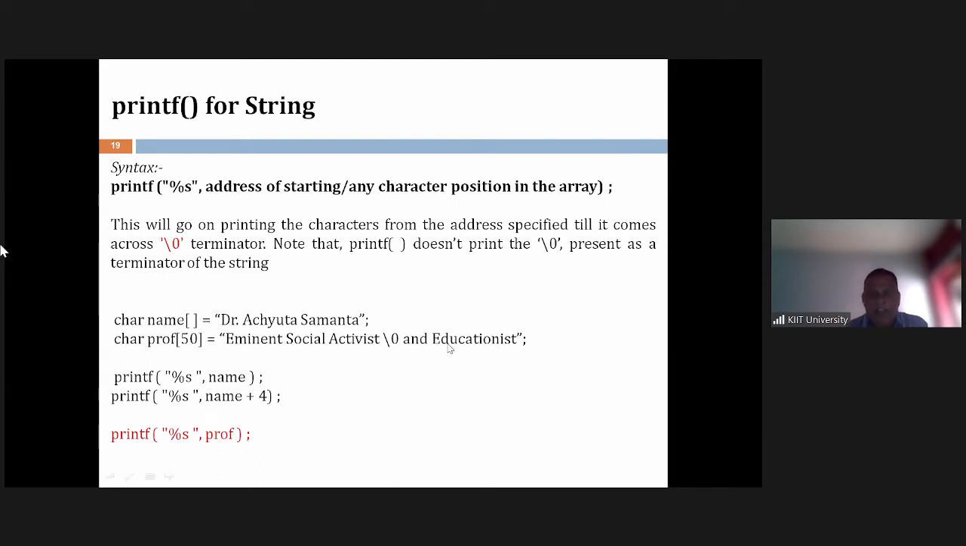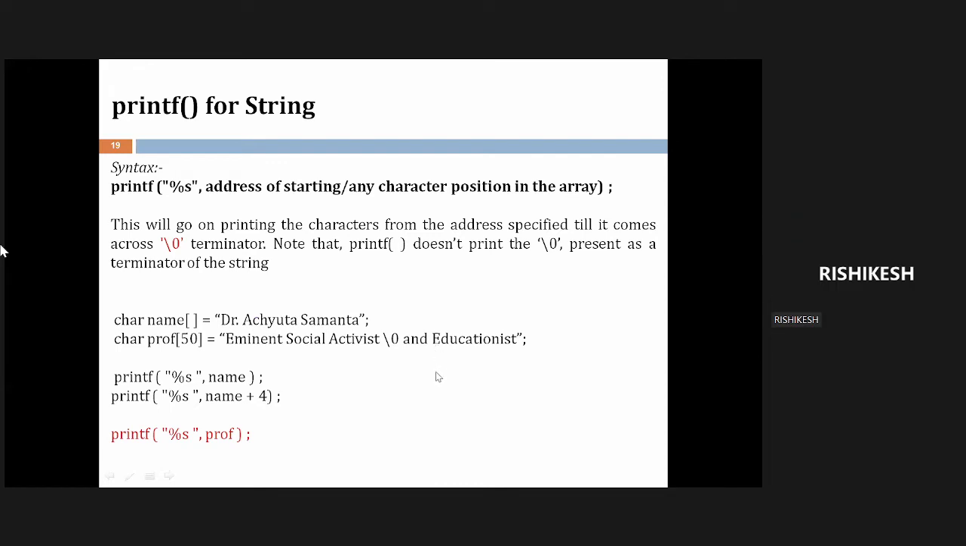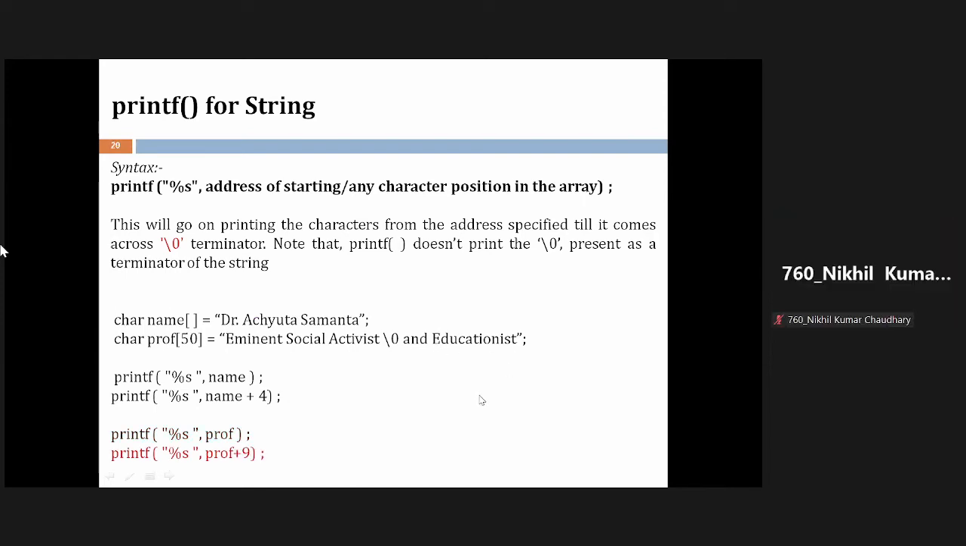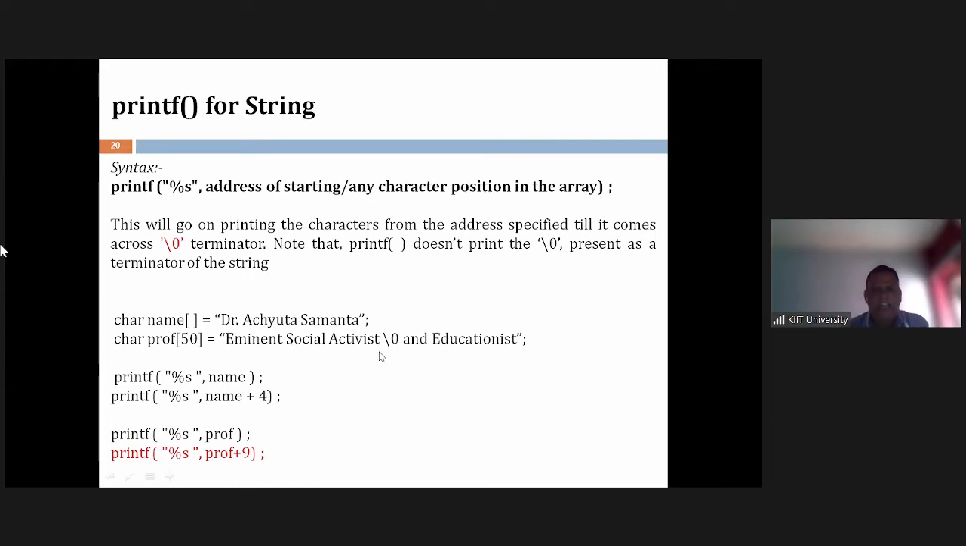Now, if I give the address of this character, which could be prof plus 20 or 30, I don't count, then it will go on printing from here till the end. Understood it? Yes or no? So if I write, let's say, prof plus 9, it may print, let's say, social activist.